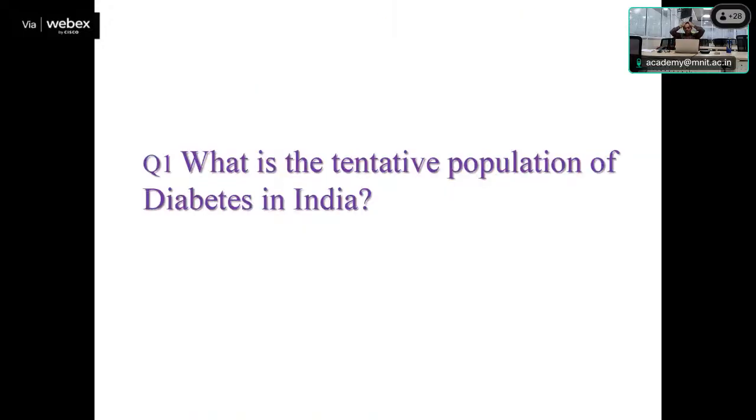Now, okay. So there are a few questions to engage yourself. What is the tentative population of diabetes in India? At 450 million, whatever we have observed, that is your global population. Now, the question is, what is the tentative population of diabetes in India? Yes, anyone having a wild guess? What could be the value of diabetic patients in India?